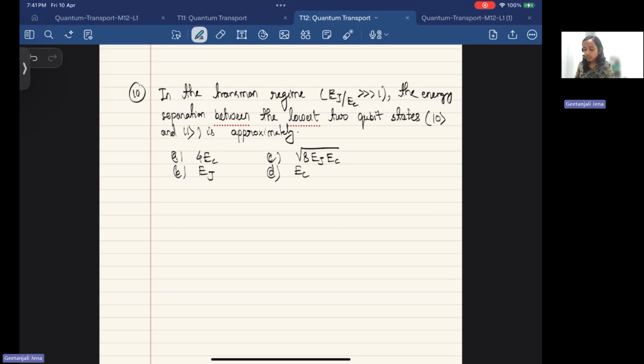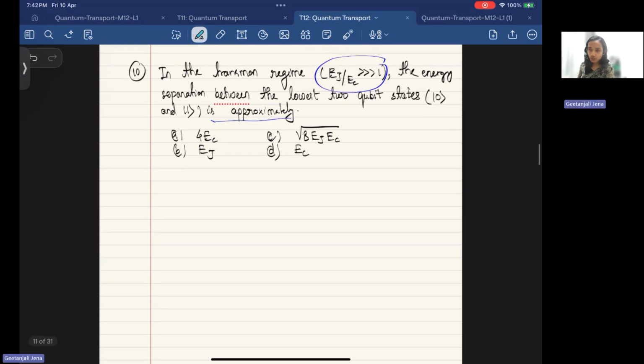Question number 10. In the transmon regime, where EJ by EC is much greater than 1, or we can say it is around 50, the energy separation between the lowest two qubit states, 0 and 1, is approximately what? The question asks, what is the energy difference between the 0 and 1 states in this transmon qubit where EJ by EC is 50? Option A, 4 EC. Option B, it is equal to EJ. Option C, it is square root of 8 EJ times EC. Option D, it is EC.